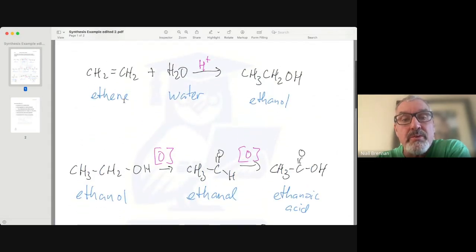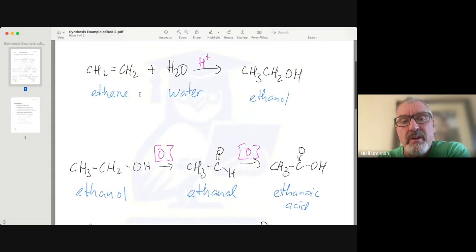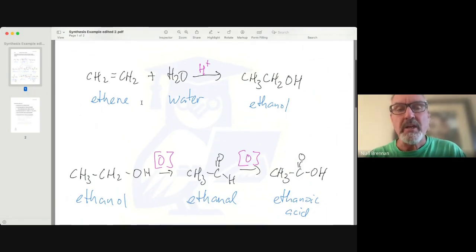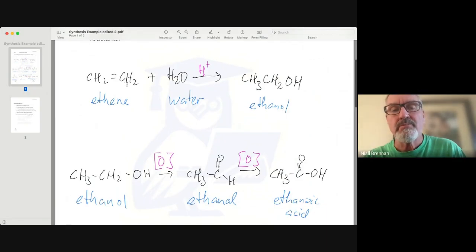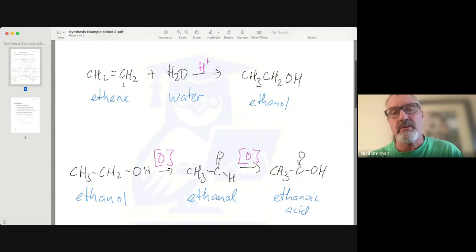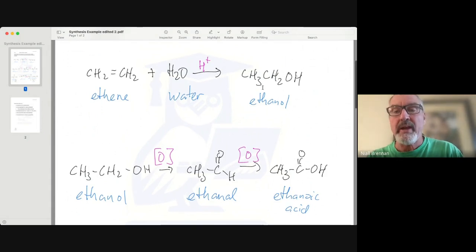If we do the addition of water into ethene, the double bond right over there, with an acid catalyst, we'll produce an alcohol. And this is not a Markovnikov addition, just because there's equal hydrogens over here, so it doesn't really make any difference. The OH will end up randomly on one side, and the H will end up on the other side. So there is how we create ethanol.